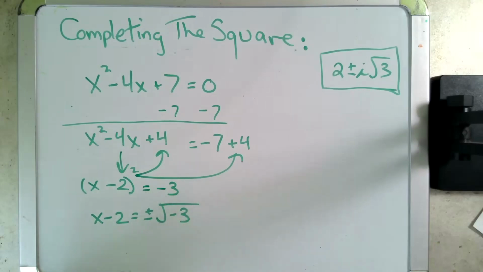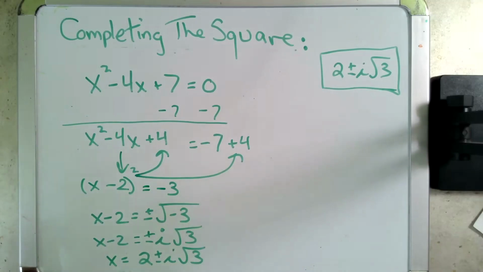The square root of negative 3. Okay, the square root of a negative number is i times the square root of that number. So that's plus or minus i root 3. And then my final step is just to add 2 to both sides. x equals 2 plus or minus i root 3.